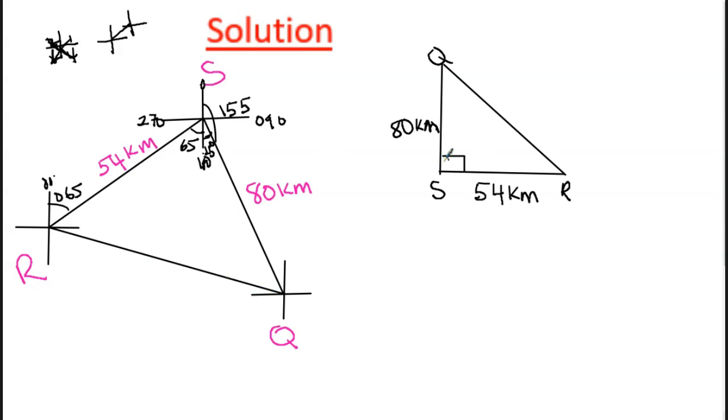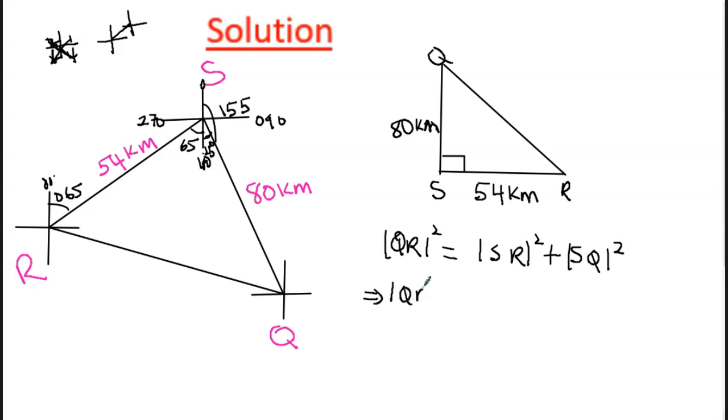How do you find RQ? Anytime you have a right angle triangle and you know two sides, you can use what is called Pythagoras theorem. And what does it say? The square of the longest side is equal to the sum of the squares of the two other sides. So QR squared is equal to SR squared plus SQ squared. So we have QR squared equal to 54 squared plus 80 squared.